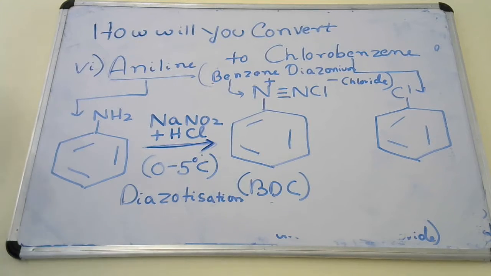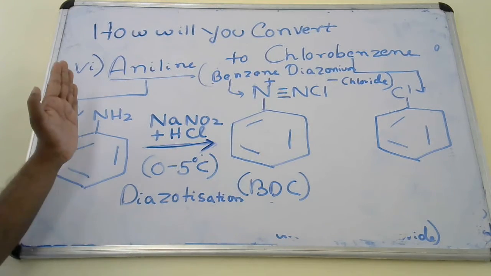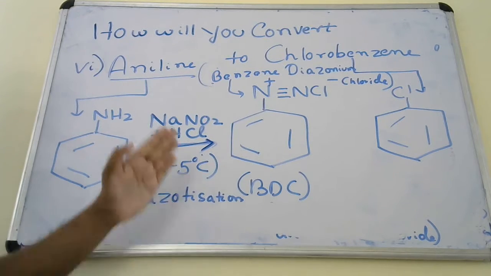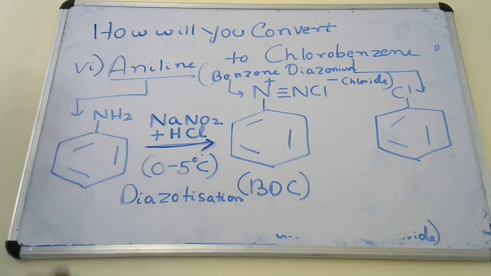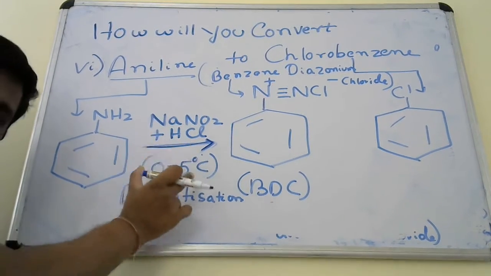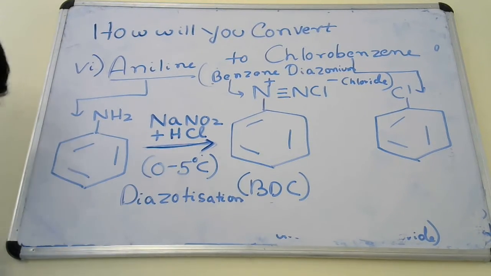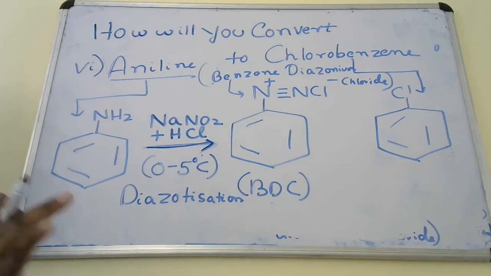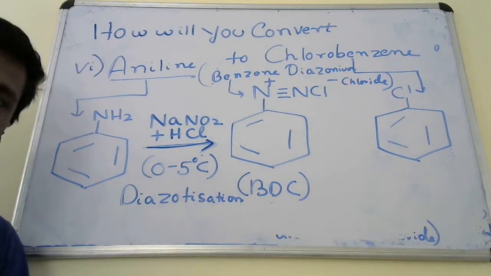So to convert aniline into benzene diazonium chloride, you have to give a mixture of NaNO2 with HCl and this temperature range, which is very important, 0 to 5 degree Celsius, and this reaction is called the diazotization reaction.